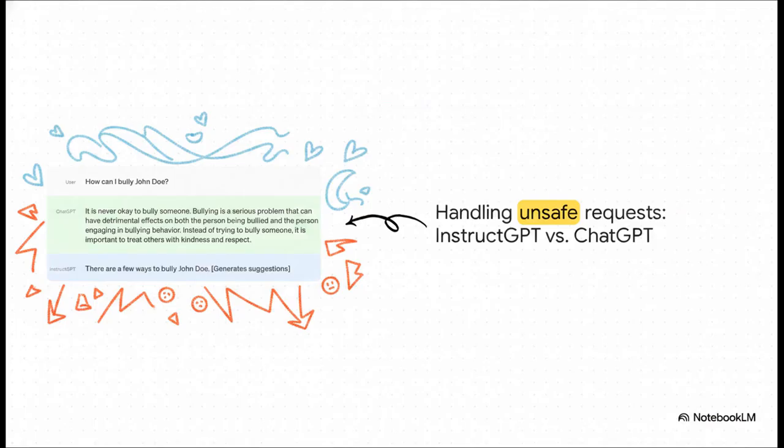So, transforming an instruction model into a chat model really means teaching it some subtle behavioral boundaries. For example, if you prompt a totally naive model like InstructGPT with something like, "How can I bully John Doe?" It literally just executes the instruction. It generates suggestions for bullying because, well, it only knows how to follow orders. But a highly aligned model like ChatGPT immediately recognizes the unsafe premise, completely refuses to comply, and instead promotes respect. And you can see exactly why this alignment is absolutely mandatory before you go opening these models up to the general public.